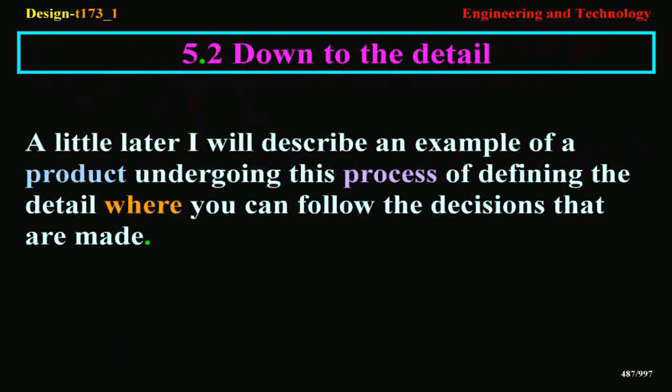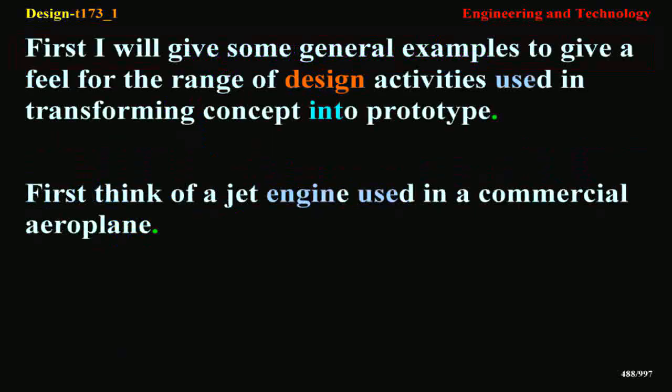5.2 Down to the detail. A little later I will describe an example of a product undergoing this process of defining the detail, where you can follow the decisions that are made. First, I will give some general examples to give a feel for the range of design activities used in transforming concept into prototype. First, think of a jet engine used in a commercial airplane.